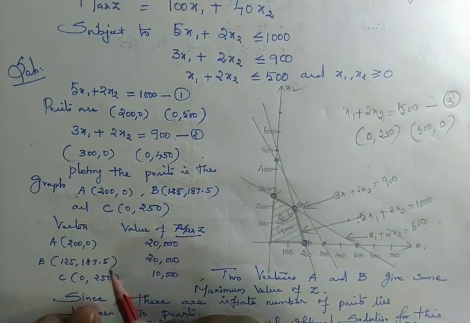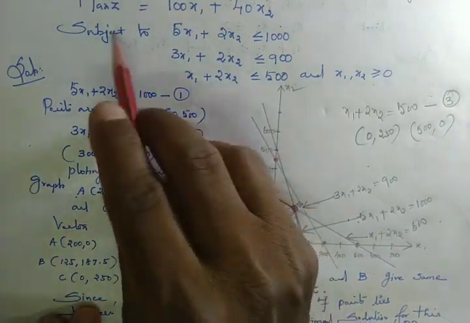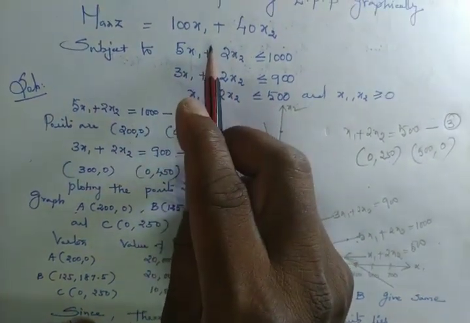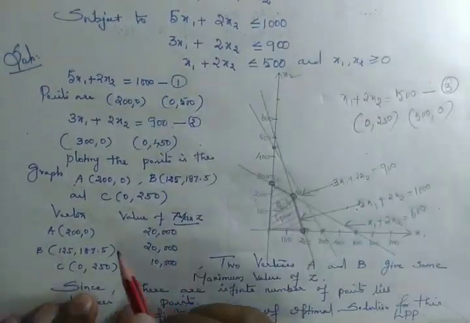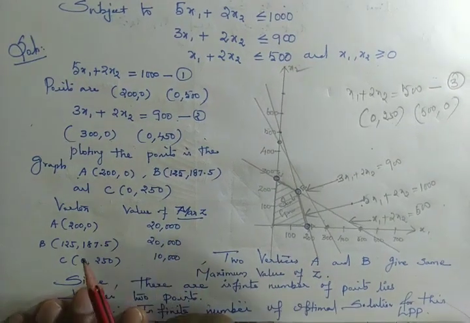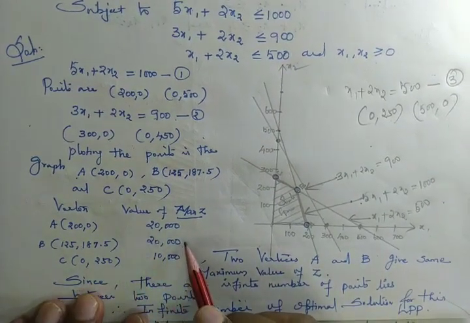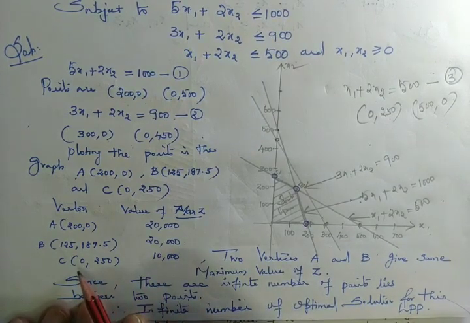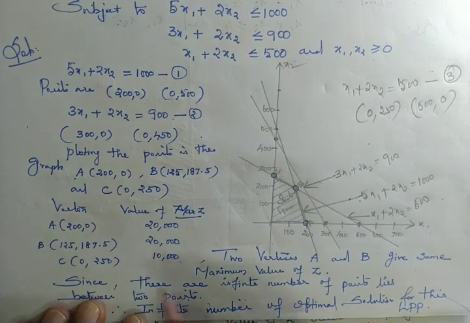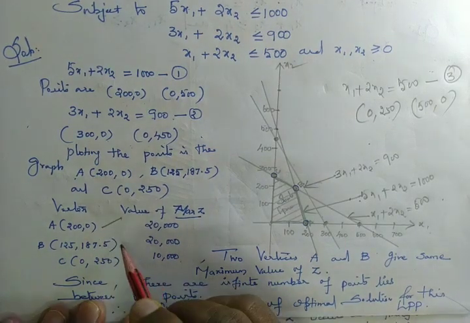You substitute these three values into the given objective function Z. Substituting into 100x1 plus 40x2, vertex A gives 20,000, vertex B gives 20,000, and vertex C gives 10,000.